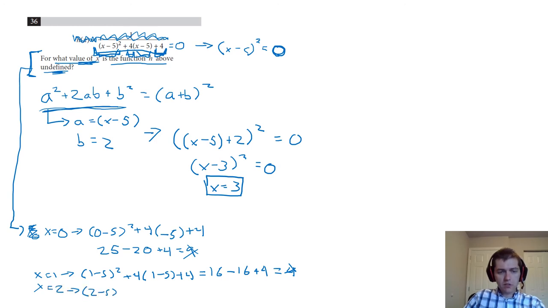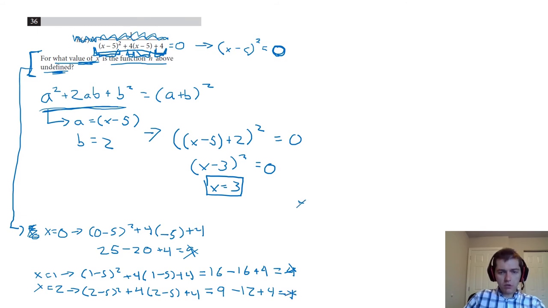2 minus 5 squared plus 4, 2 minus 5 plus 4, that will give you 9 minus 12 plus 4 is equal to 1. So again, you're getting closer. So you can try your final one.